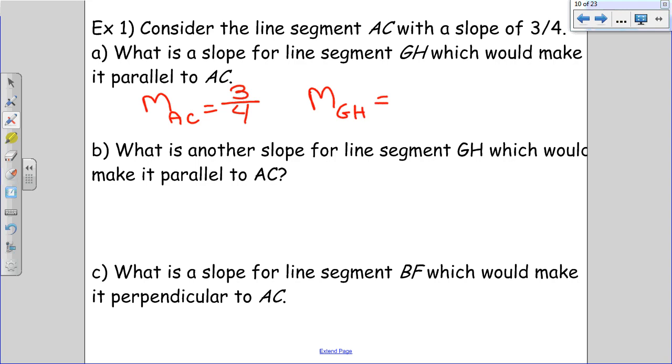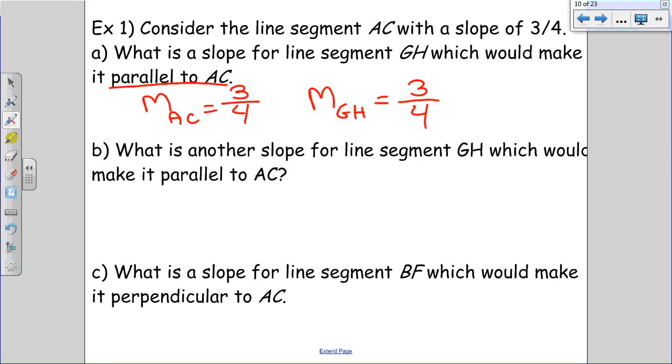If you want to be parallel to AC, what does your slope have to be? It has to be the exact same, so it has to be 3 over 4. That's perfect. Right? Parallel means same slope. So a slope for GH, which would make it parallel to AC, is 3 over 4.